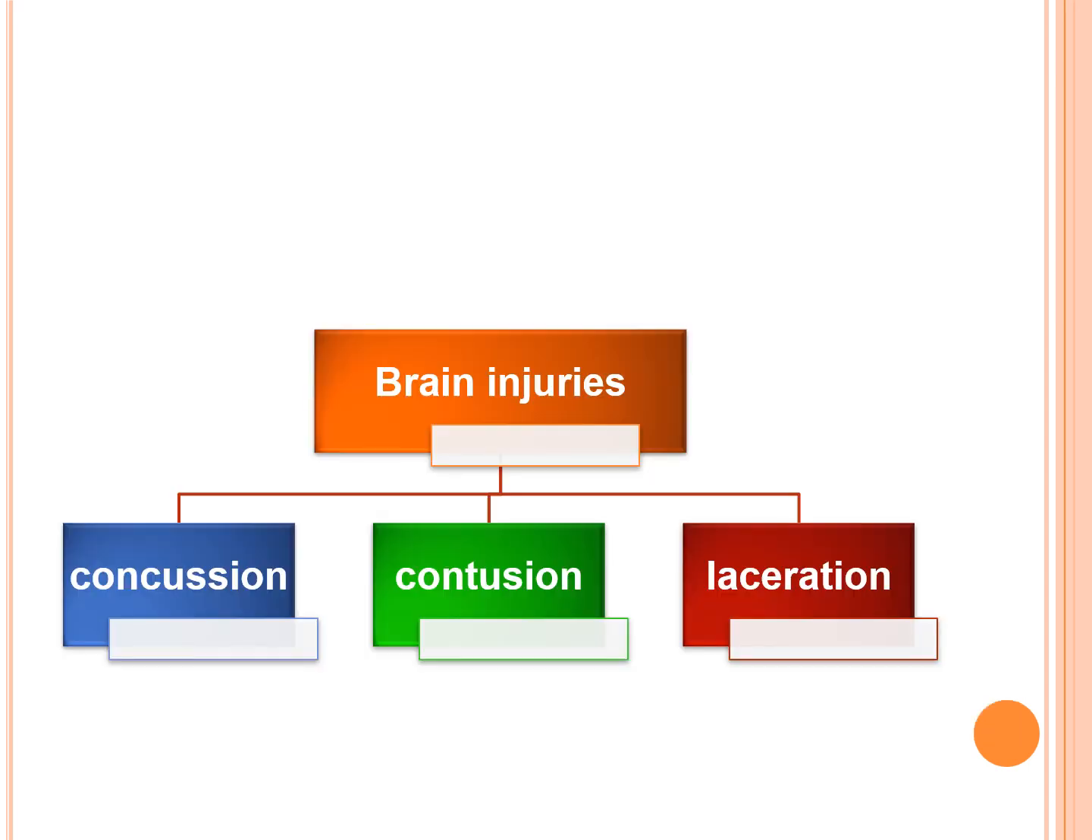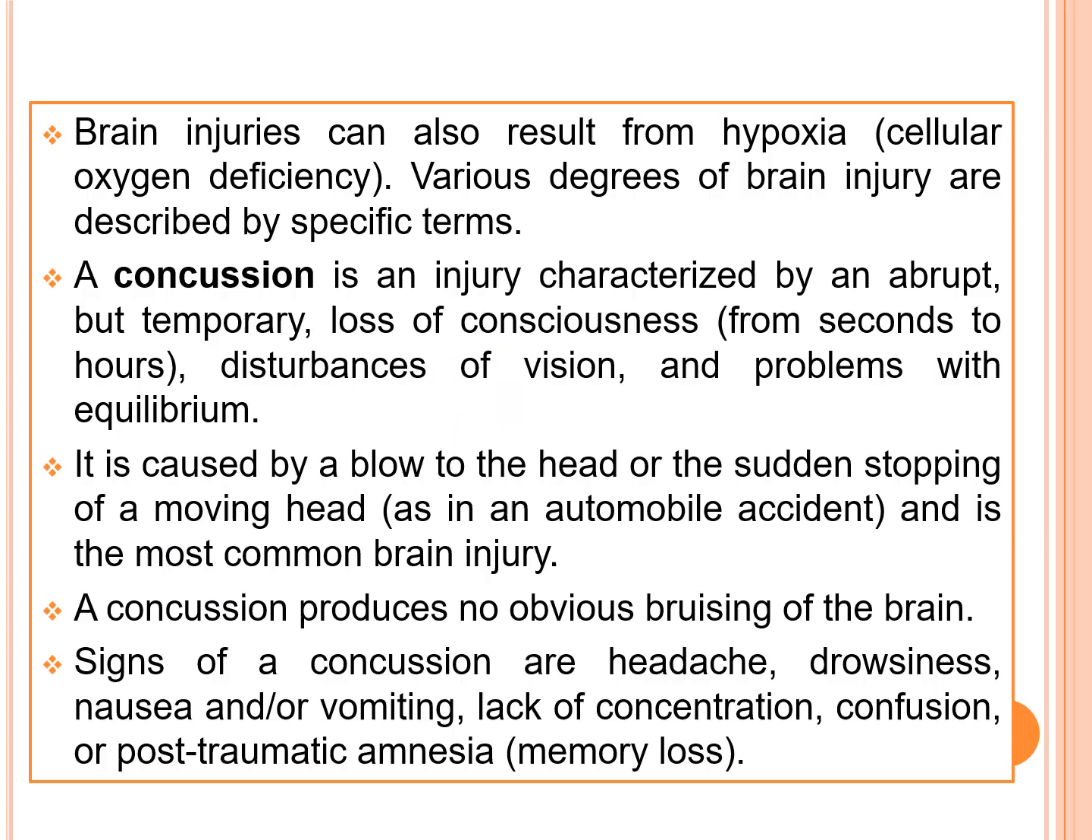In general, brain injuries are mainly of three types: concussion, contusion, and laceration. Brain injuries can also result from hypoxia, that is cellular oxygen deficiency. Hypo means less, oxia means oxygen. Cellular oxygen deficiency can also cause brain injuries.